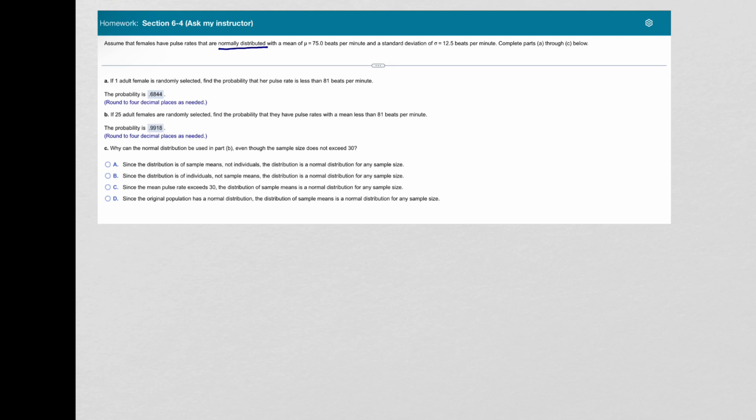the sampling distribution of the sample means. So we either have to have a sample size greater than 30, or the original population needs to be normally distributed. So since the original population has a normal distribution, the distribution of sample means is a normal distribution. So that's why that was cool, and that's the end of that problem.